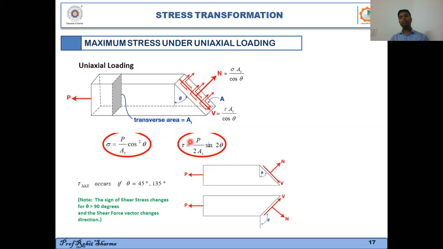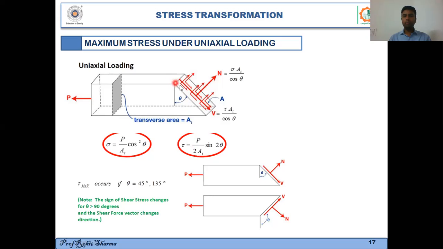Next, if I have to find out the maximum value of shear stress, then again you have to maximize the value of sin 2θ, and the maximum value of sin 2θ can be equal to 1. In that case, 2θ has to be 90 degrees, or θ should be equal to 45 degrees. So if θ is equal to 45 degrees, sin 2θ will be equal to 1, and τ will be equal to P upon 2A. So the maximum value of shear stress is P upon 2A, for θ equal to 45 degrees.